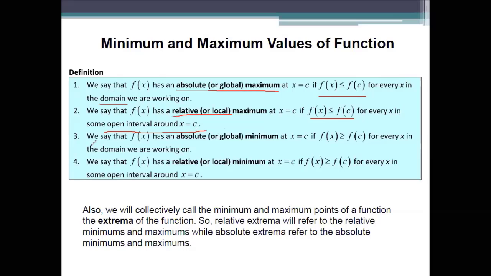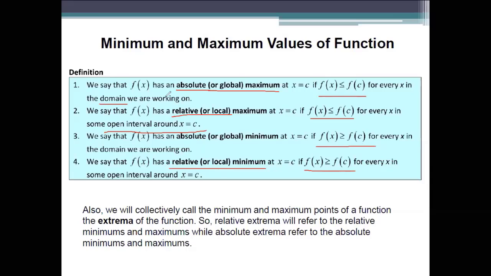Similarly, we can define absolute minimum or relative minimum. So absolute or global minimum at point c is when f of x is greater than or equal to f of c for every x in the domain we are working on. And we said that f of x has a relative or local minimum at x equals c if f of x is greater than or equal to f of c for every x in some open interval around the point c.